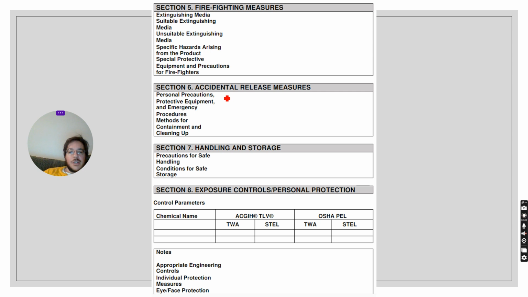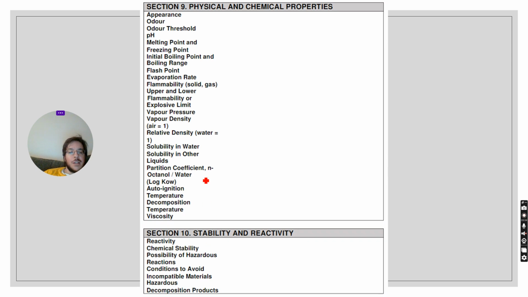And then what do we do if there's an accidental release? So how do we contain and clean up this chemical if it gets into the environment? And then what do we do? How do we handle this chemical safely? How do we store it? What are the conditions? And then we can look at some engineering controls and PPE controls. And then section 9 tells us the physical and chemical properties of the product. So what it looks like, what it smells like, its pH, its melting point, freezing point, boiling point, flash point, flammability, explosive limit, vapor pressure, density, solubility in water, temperature, and viscosity.